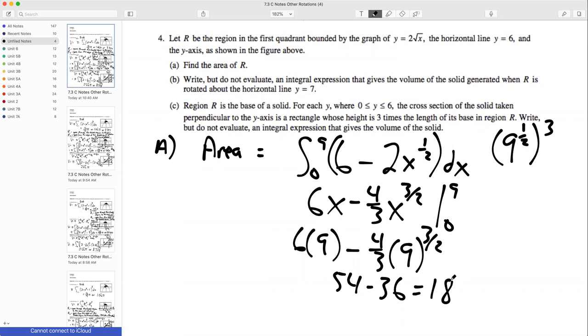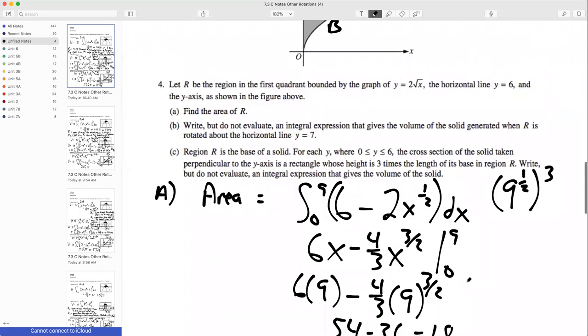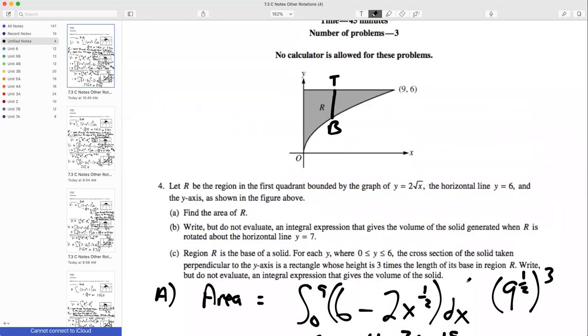All right. So here we go, part B. Do not evaluate. Again, Mr. Newhouse, set these up. Don't do it. Draw and label, but do not evaluate. Thank you very much, College Board. An integral expression that gives the volume of the solid generated when R is rotated about the horizontal line y is equal to 7.